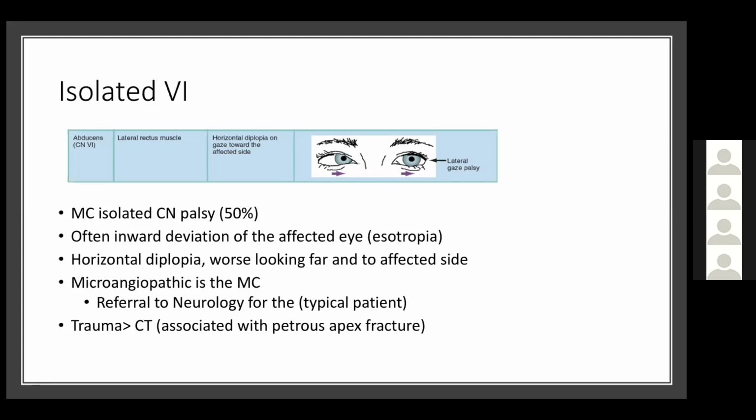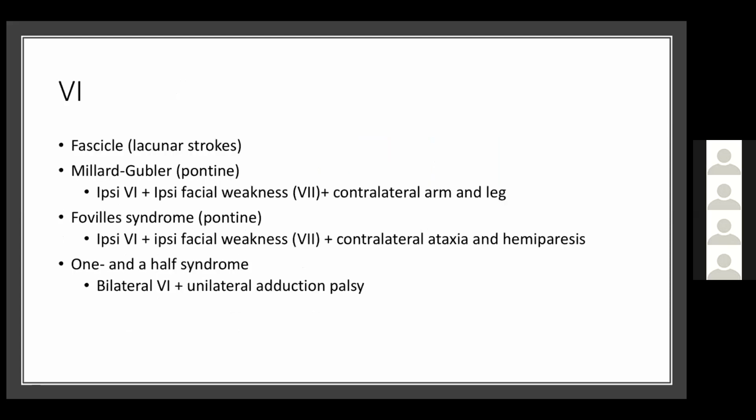Referral to neurology on an urgent basis, let's say, is reasonable for the typical patient. By the typical patient, I mean more than 50 or 60 years old with a typical risk factor, mild discomfort that goes with a microangiopathic process, and they have a completely benign exam. If it's not typical, usually the patient will need an MRI. If there's a history of trauma, it's a different story. They will need a CT because it's associated with a petrous apex fracture.